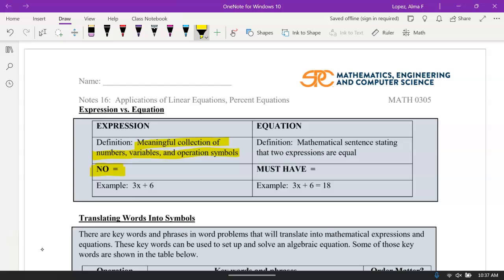But if you have a mathematical sequence stating that two expressions are equal to each other, now you have an equation, and that is where the equal sign comes into play. And only when you have the equal sign are you able to solve for a variable. If you have an expression, you may be evaluating an expression like we did before, but you are not solving if you have just an expression.